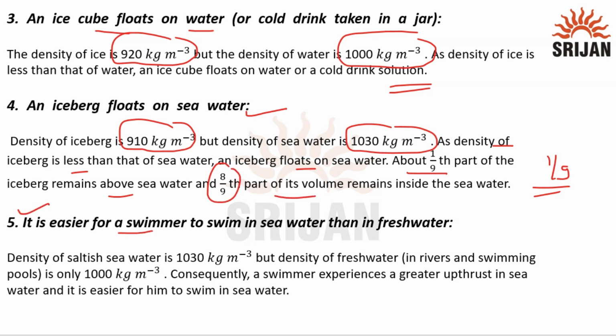Next, it is easier to swim in seawater than in fresh water because the density of fresh water is less than that of seawater. The density of salty water is greater than the density of fresh water, so it is easier for a swimmer to swim.